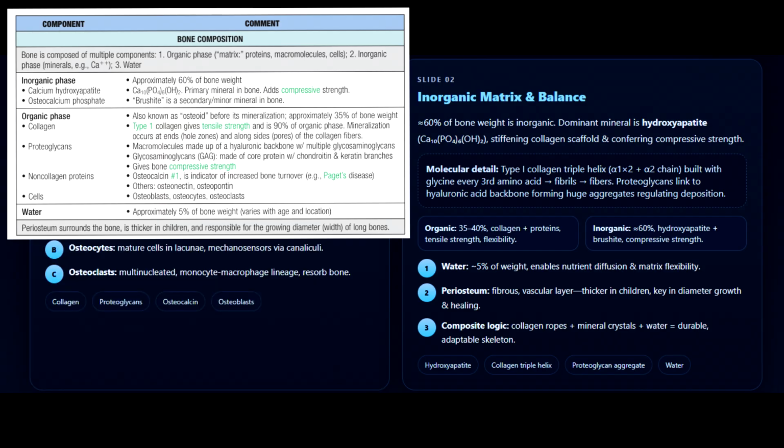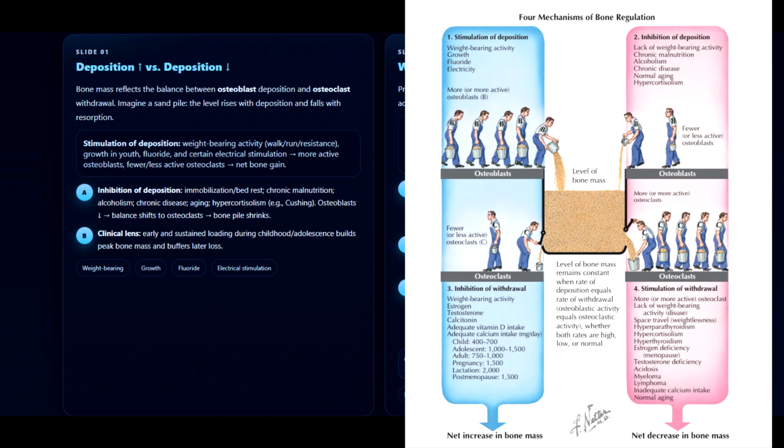Now that we understand the composition of bone, let us turn to how it is regulated, how bone mass is gained, lost, or maintained throughout life. This page illustrates beautifully the balance between deposition by osteoblasts and withdrawal by osteoclasts, and how various factors can tip the scale toward bone gain or bone loss.